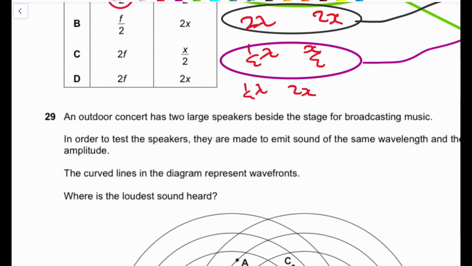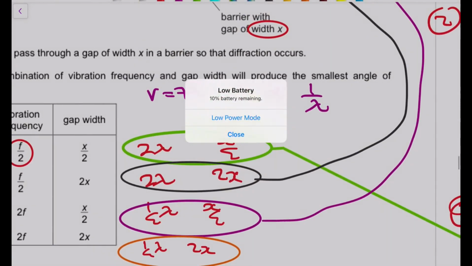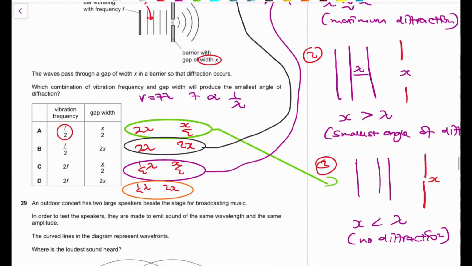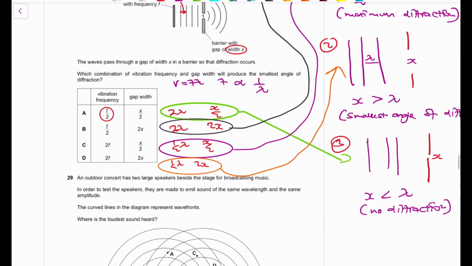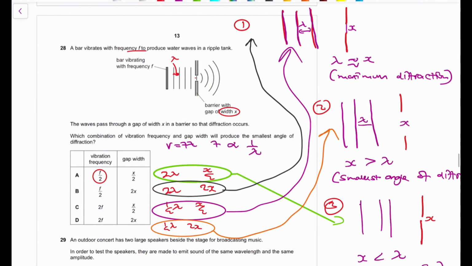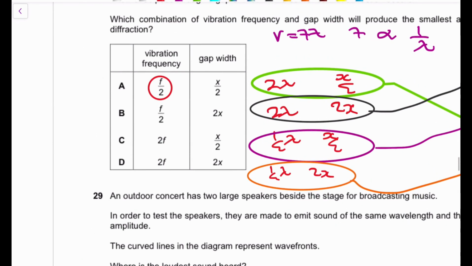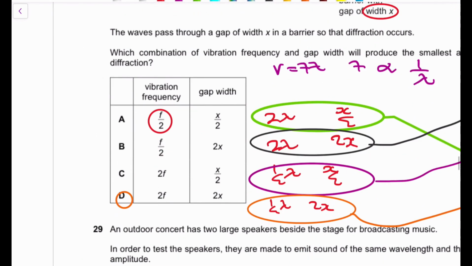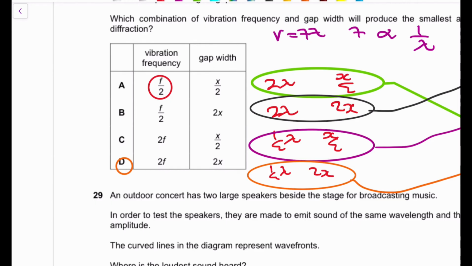And this scenario models the second scenario, which is over there. That is where I have the smallest angle of diffraction, right? So my answer has to be D, because I've said that the smallest angle of diffraction occurs when the wavelength is so small and the gap is so big. And that only happens in D, because that is when we have half a lambda, but we have 2 times the gap width, meaning that is going to be the smallest angle of diffraction.